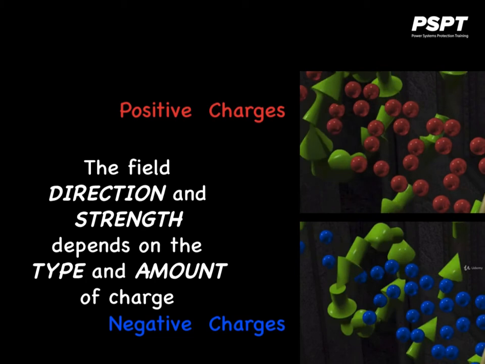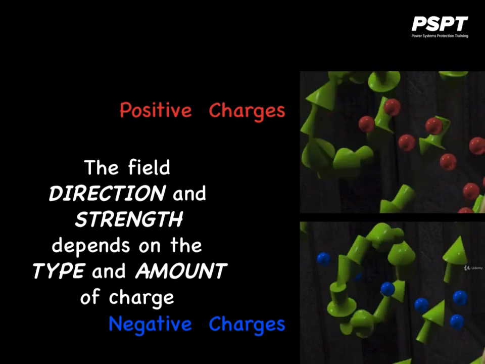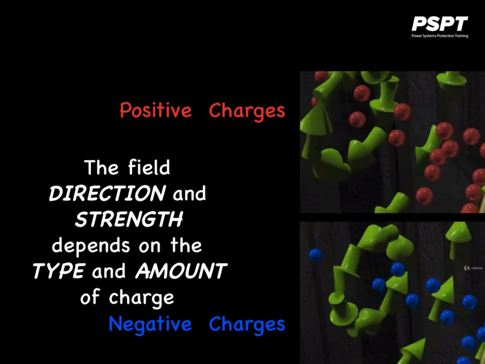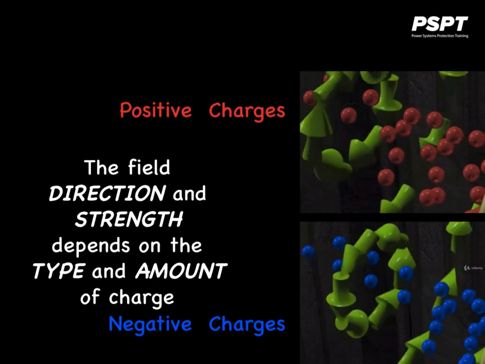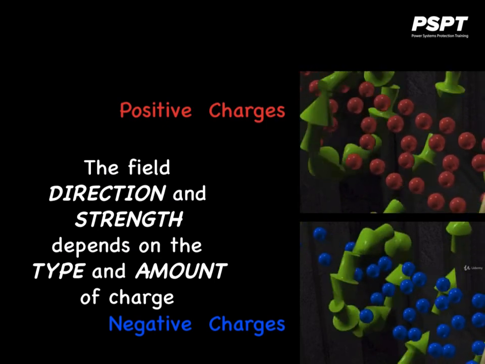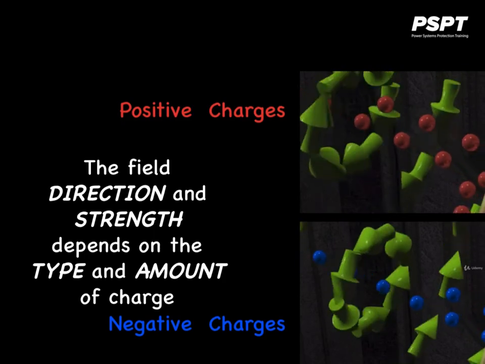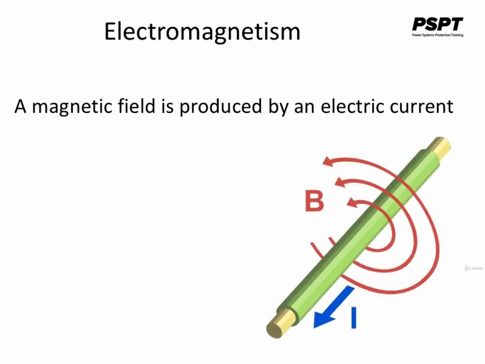And we're going to look at that when we start to talk about current. However, for now, the field will be in the opposite direction if negative charges are moving. And just as in the case of positive charges, the more charges that are flowing, the stronger the field strength. This movement of electric charges can be extrapolated to the magnetic field that's produced by an electric current.